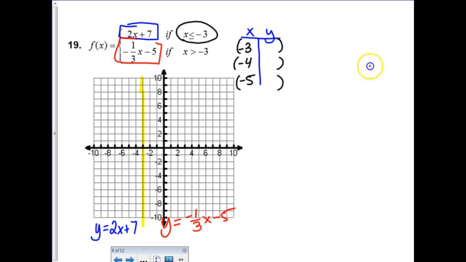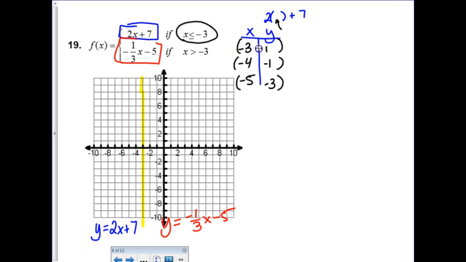And then for finding the y value, you have a choice. You could either use your calculator's table. So if you put this into y1 and then looked at the table for these values, it would just spit out the y values, or you could do the evaluation yourself. So you're taking your function, which is 2 times x plus 7. And you're going to figure out what happens when you plug all these numbers in for x. So like 2 times negative 3 plus 7 is 1. 2 times negative 4 plus 7 is negative 1. And 2 times negative 5 plus 7 is negative 3.